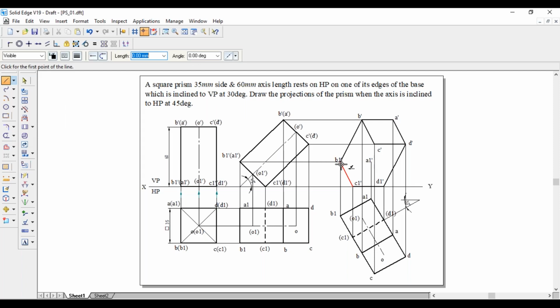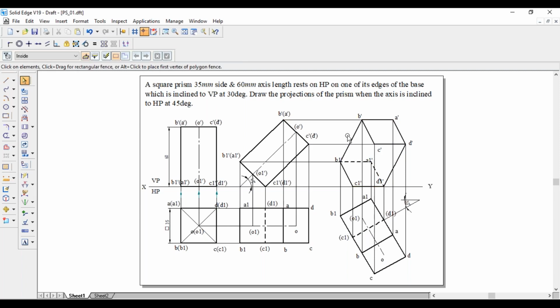B1 dash A1 dash. Similarly, A1 dash D1 dash. That is A1 D1, this line. So that is also away from the observer, so it is invisible. So join that one with dotted line. You can observe these 4 and these 4, the 8 shorter edges are over.